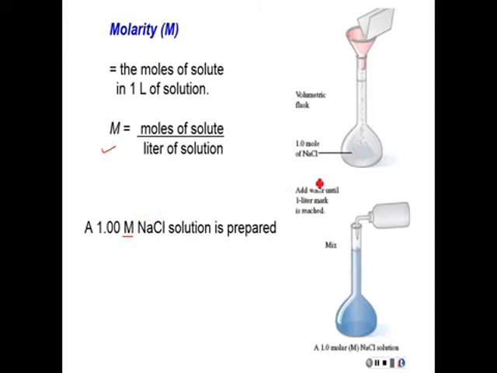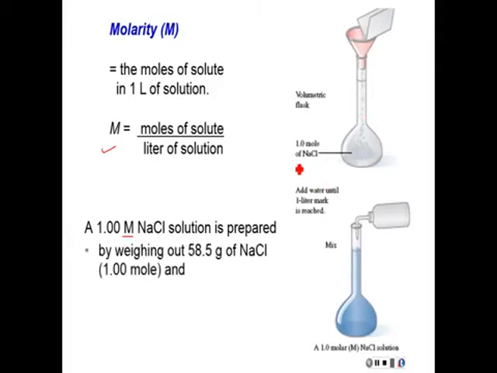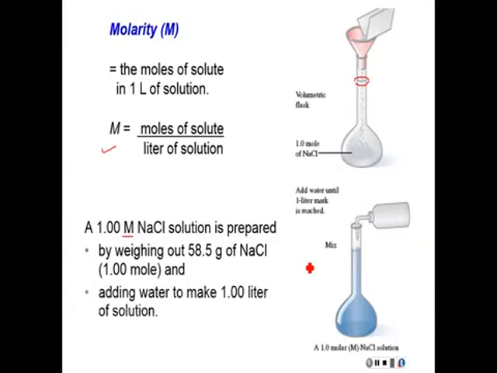So let's see, here's our example. Let's say you weigh out how much a mole of sodium chloride would weigh. That would be 58.5 grams. That's its molar mass. And then we put it into this flask. This is called a volumetric flask. You see there's one little line up here. That's the only graduation on it. And then you add water until you get to that line. And that means you'd have a liter of it. And that's how you would make up a 1.00 molar sodium chloride solution.